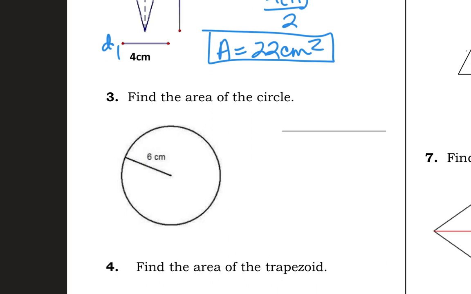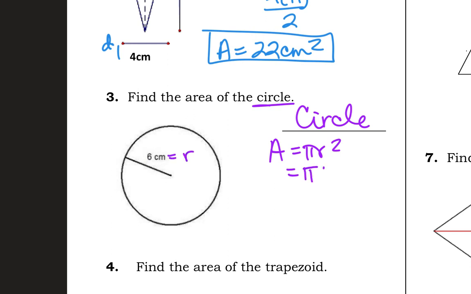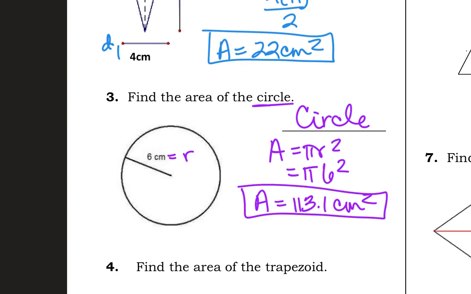All right, looking at 3. 3 is a circle. All right, so we're going to look at the formula for a circle. Area is pi r squared. So did I give you the radius? Yes. So we're going to enter pi times 6 squared, and the area comes out to be 113.1 centimeters squared.